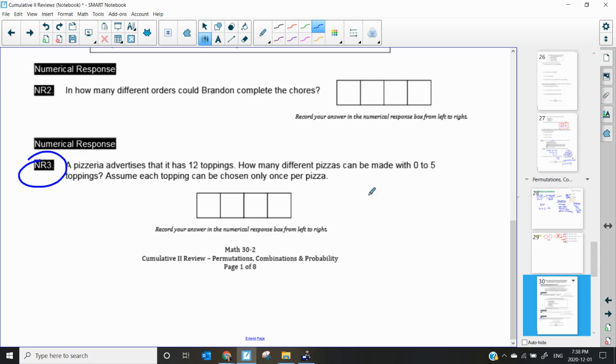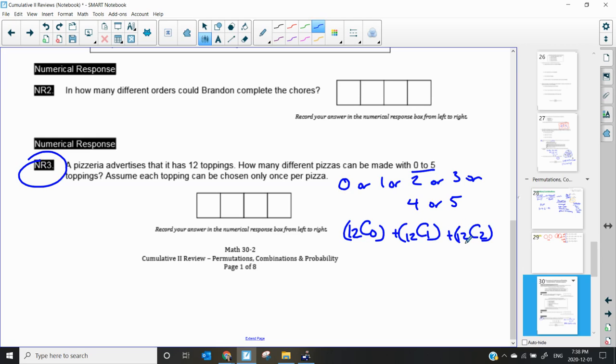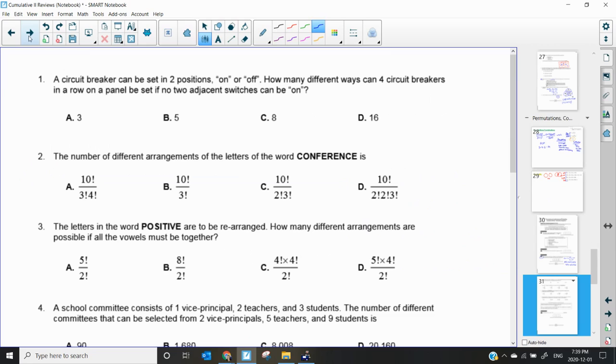All right. So when we're making a pizza here, this one's asking how many different pizzas can be made with 0 to 5 toppings. So that means 0 toppings or 1 topping or 2 or 3 or 4 or 5. So this would be 12 choose 0, plus 12 choose 1, plus 12 choose 2, plus 12 choose 3, plus 12 choose 4, plus 12 choose 5. And then that would be what we would actually be calculating.